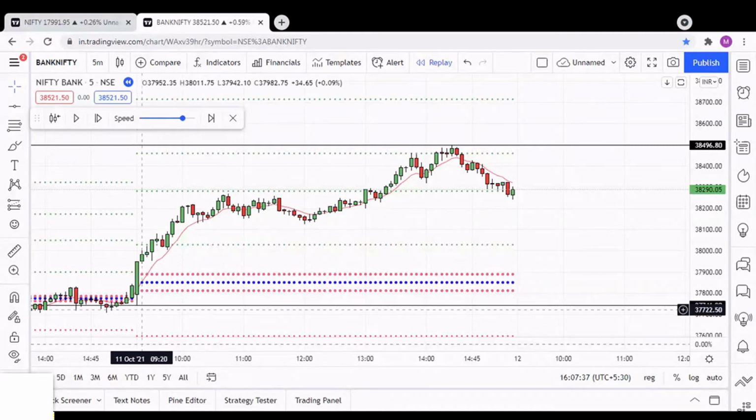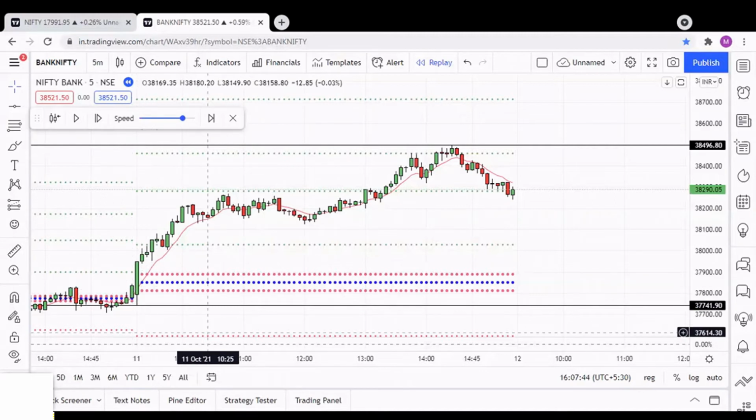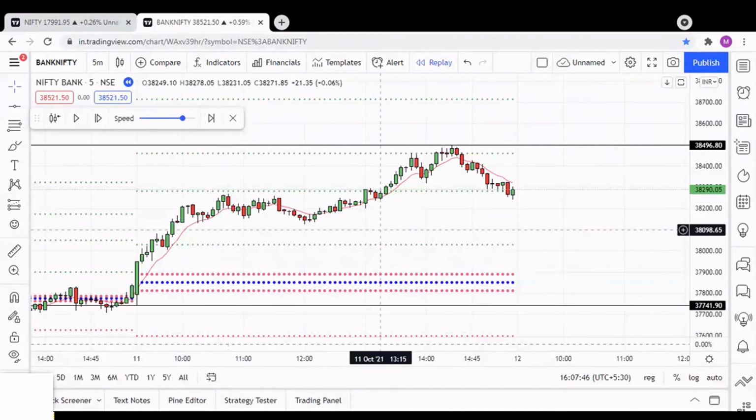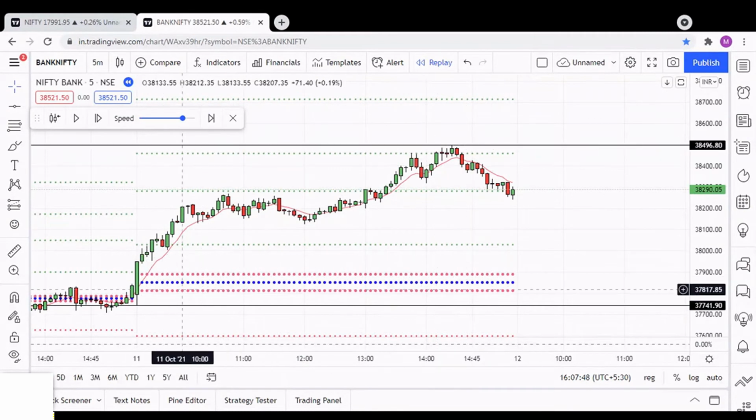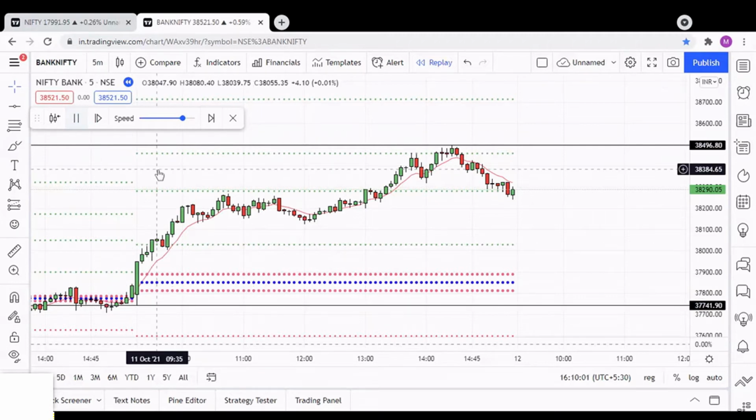And I could see a demand zone at this point where active buyers were present and took the market nearly 700 points from this point. So this is a demand zone. These are the important supports and resistance in Bank Nifty. Let me play the candles now.